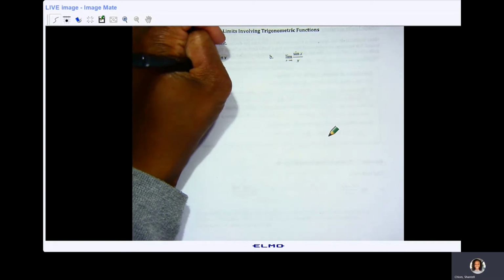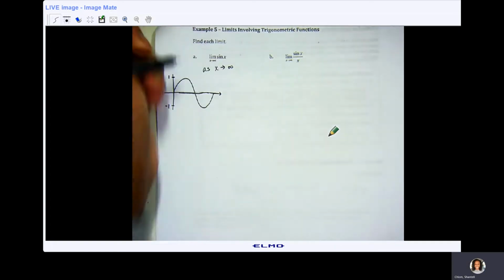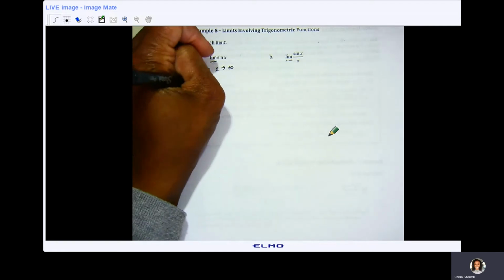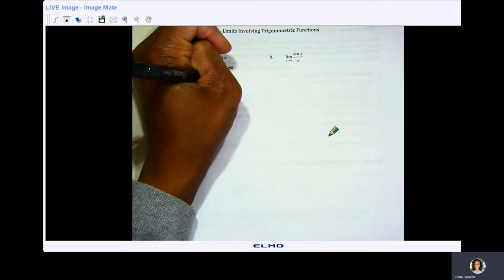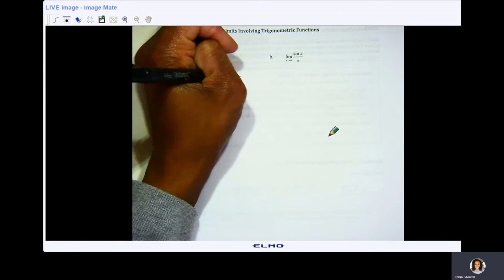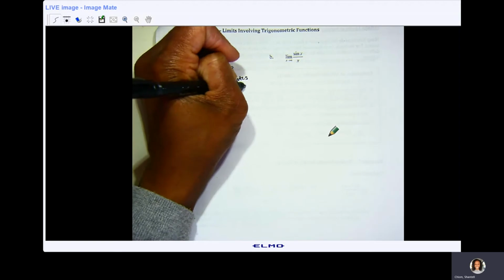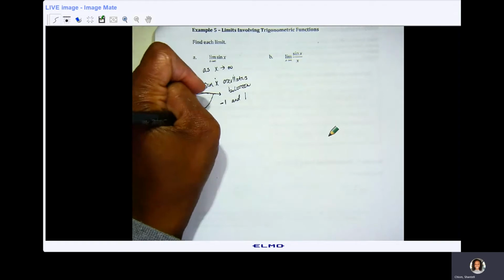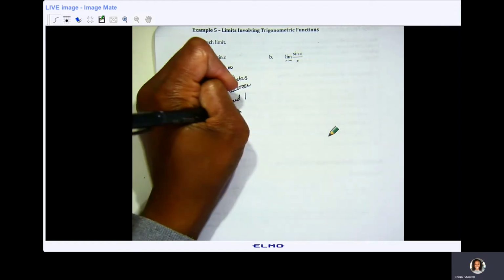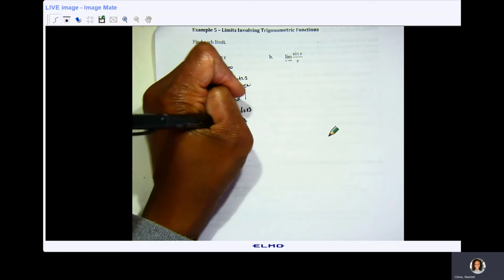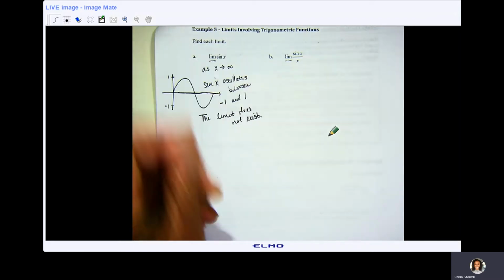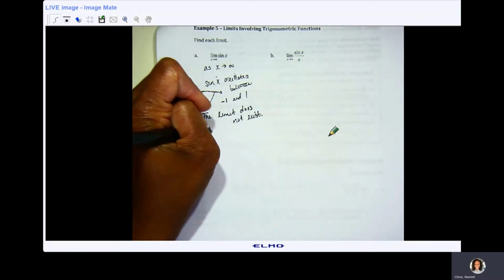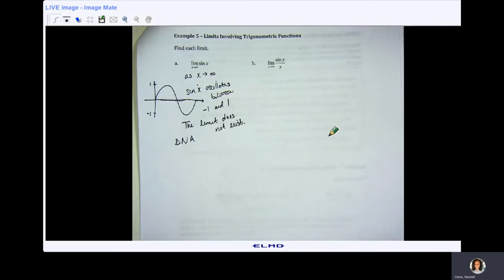It keeps oscillating. So as x approaches infinity, or increases without bound, sine x oscillates, kind of takes turns, going from negative 1 to positive 1. It oscillates between negative 1 and positive 1. Therefore, the limit of sine x does not exist.